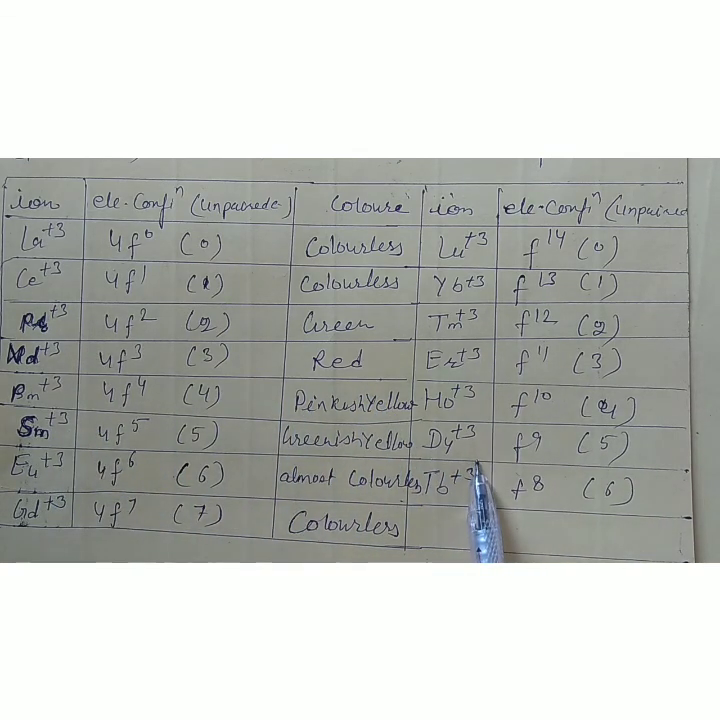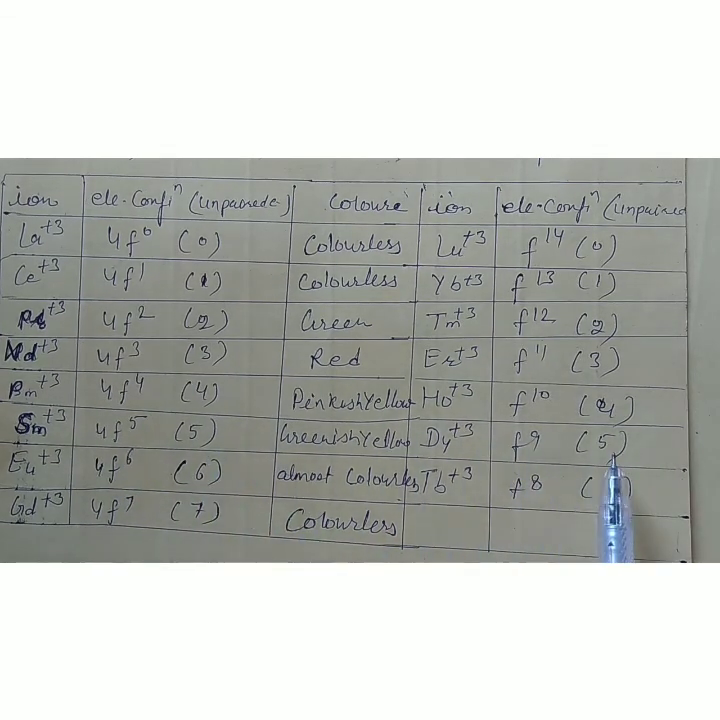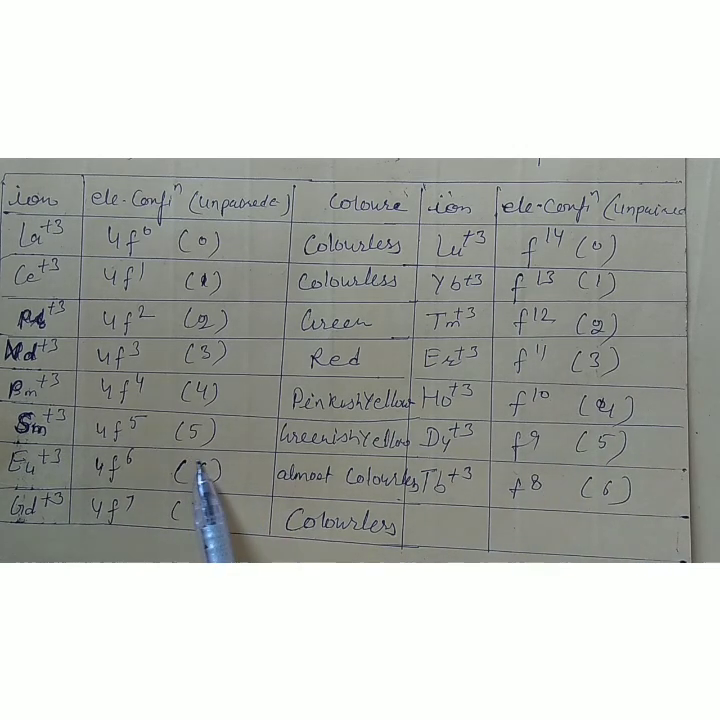Sm plus 3 and Dy plus 3, 4F5, 14 minus 5 means 9: both have 5 unpaired electrons and are greenish yellow in color. Eu plus 3 and Tb plus 3, F6 and 14 minus 6 means 8, F8: both have 6 unpaired electrons and are almost colorless because they absorb mostly in the UV region and something from the visible region. So these are very light yellow in color, we can say almost colorless.